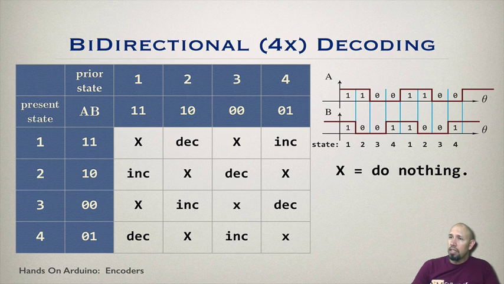So this is basically what's happened. Here AB is 1, 1 in that state. AB is 1, 0, then 0, 0, then 0, 1. And again, these are just the definitions of the states.